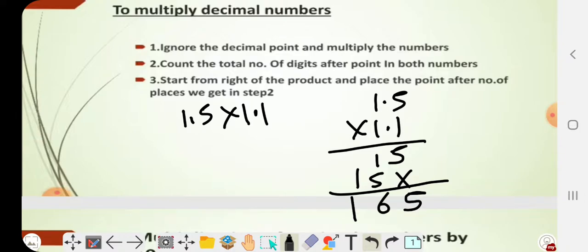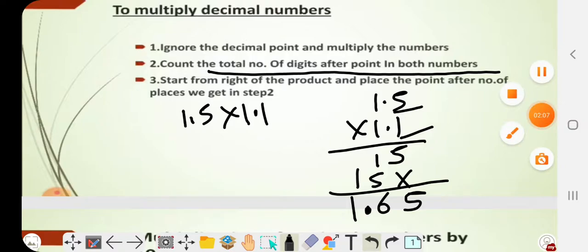What will be the answer? See, count the total number of digits after the point in both numbers. There is 1 and 1 again. So overall 2 digits are there after the decimal. So here we will put the decimal before two numbers. Got it? You have to write these rules of multiplication also.